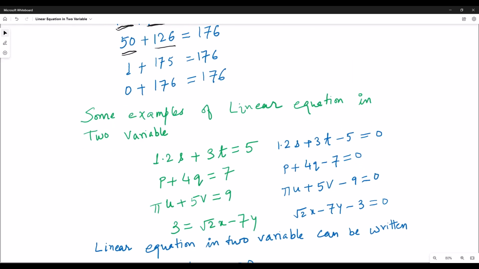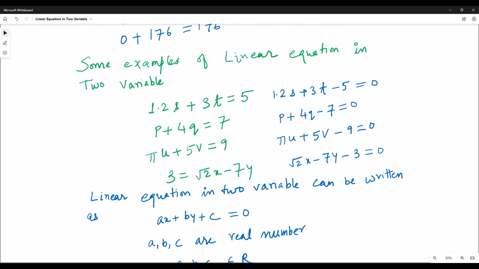Some examples of linear equations in two variables, like 1.2 s plus 3 t equals 5. So this is an equation. What is an equation? An equation is an expression which gives some relationship between two variables. So this equation represents a relationship between two variables, that is s and t. By putting a value of s, you will get the corresponding value of t. So these are linear equations in two variables.